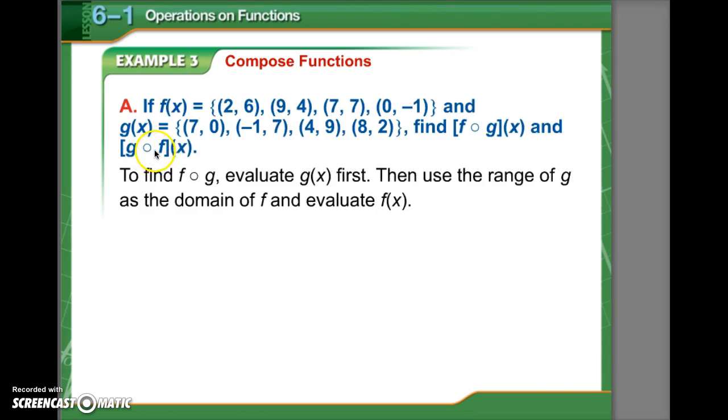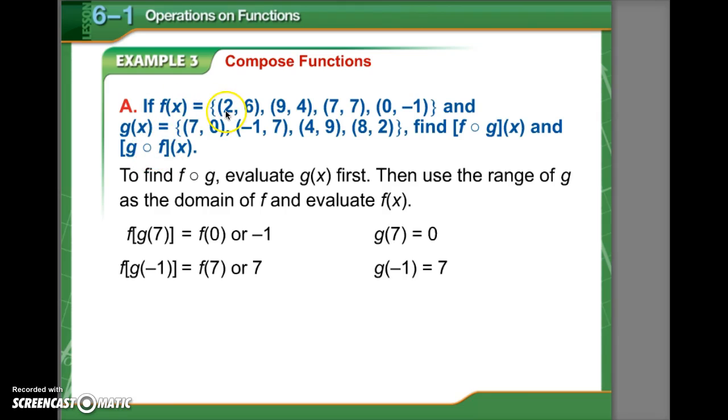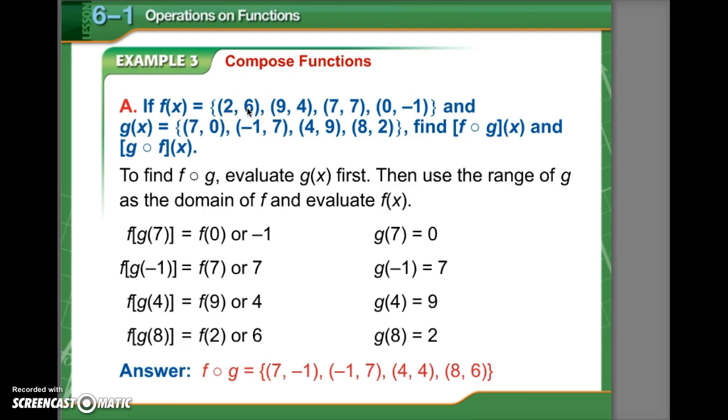If I want to do G composition F, first I would find F of 2, that's 6. And then I would do G of 6, that doesn't exist. There's no 6 value here. So that won't give us anything. Then if I do F of 9 is 4. Then I go to where G is 4, and that's 9. So 9 is in G composition F. Let me write that out. G composition F is going to be 9.